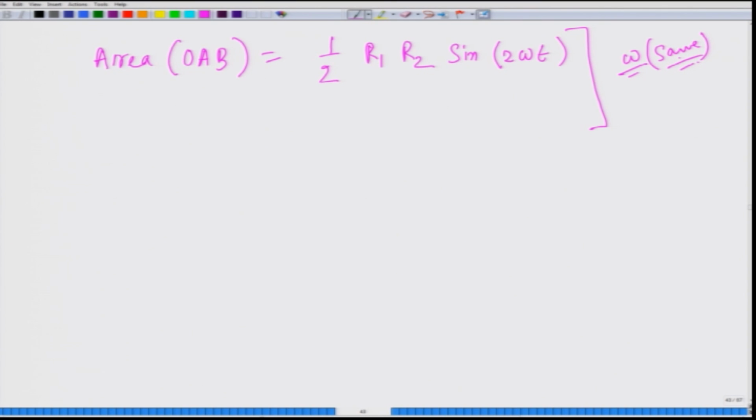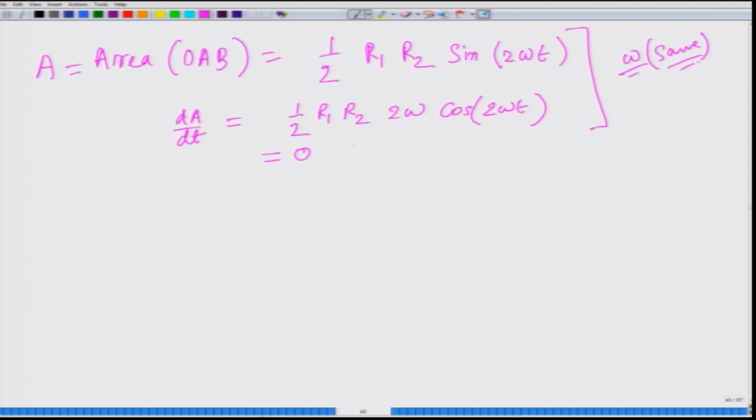Now we call the area A. So now I take the time derivative of this area. This gives me half r1 r2 2 omega cosine of 2 omega t. This has to be 0 to have maximum or minimum area.